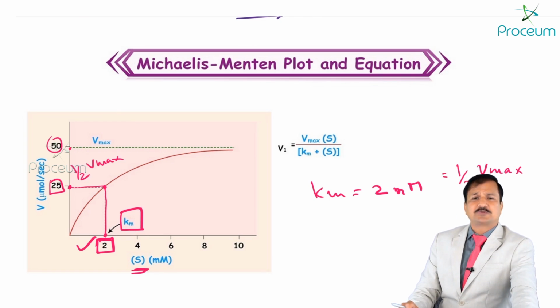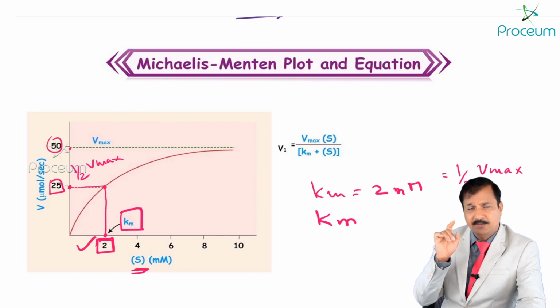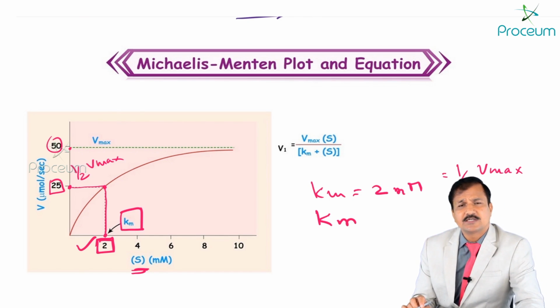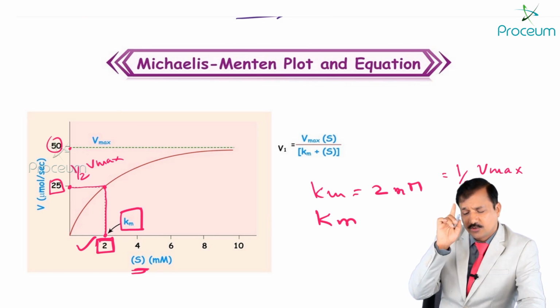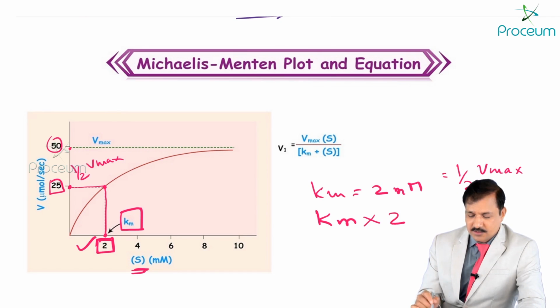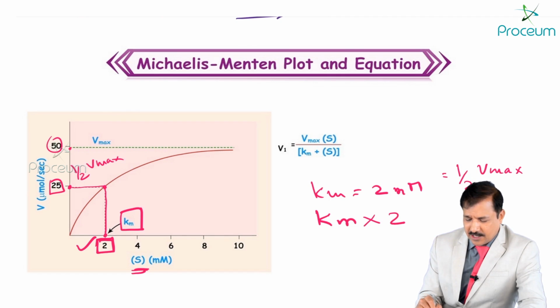So according to the experiments, the minimum amount of substrate concentration that is necessary for the enzyme to reach Vmax is Km times 5. So the amount of substrate that is necessary for the enzyme to reach full maximum velocity is Km times 5.